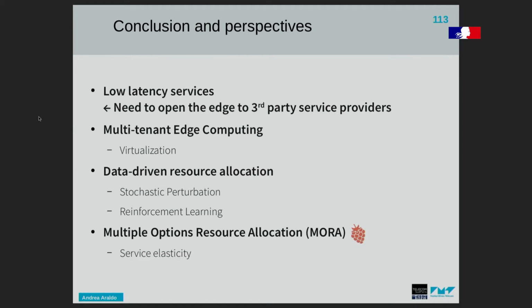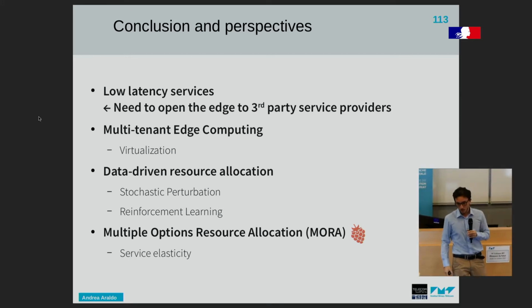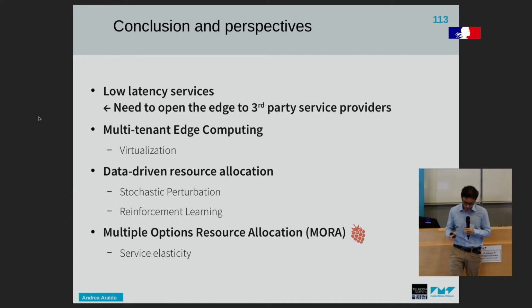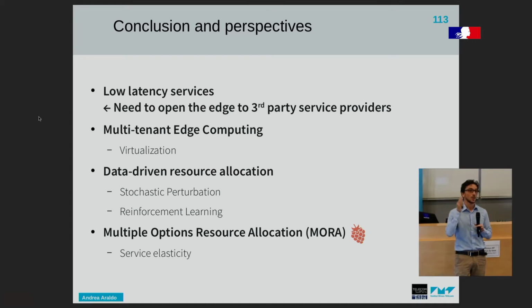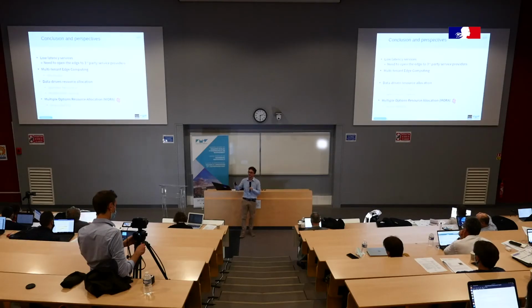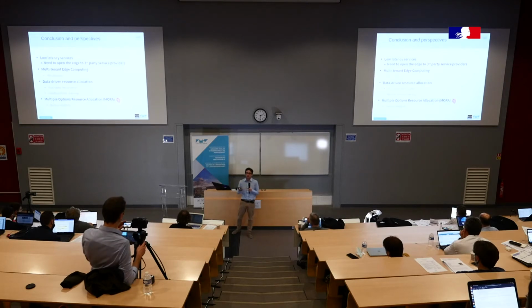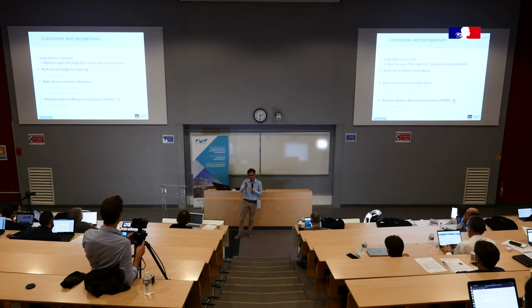So to conclude, what I wanted to say is that in order to allow low latency applications via edge computing, the network operator has to deploy computational resources at the edge and let third-party service providers run what they want there. And in this context, there is the problem of deciding how much resources we should give to each of them while maintaining their isolation.